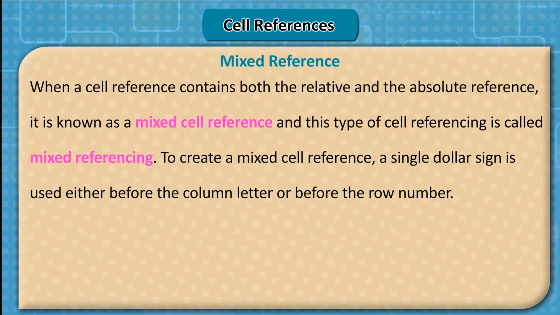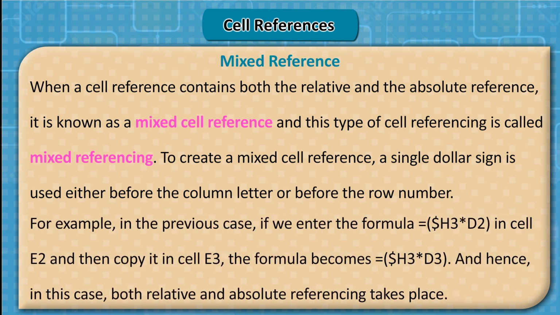Mixed reference. When a cell reference contains both the relative and the absolute reference, it is known as a mixed cell reference, and this type of cell referencing is called mixed referencing. To create a mixed cell reference, a single $ sign is used either before the column letter or before the row number. For example, in the previous case, if we enter the formula =H32 in cell E2 and then copy it in cell E3, the formula becomes =H33, and hence, in this case, both relative and absolute referencing take place.